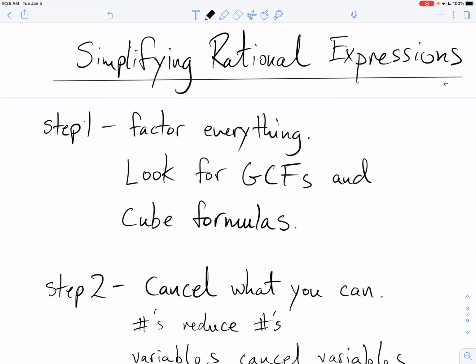The topic is simplifying rational expressions. It's a very fancy way to say make sure you reduce your fractions. That's what it means. There are two steps involved. The first step is factor everything.